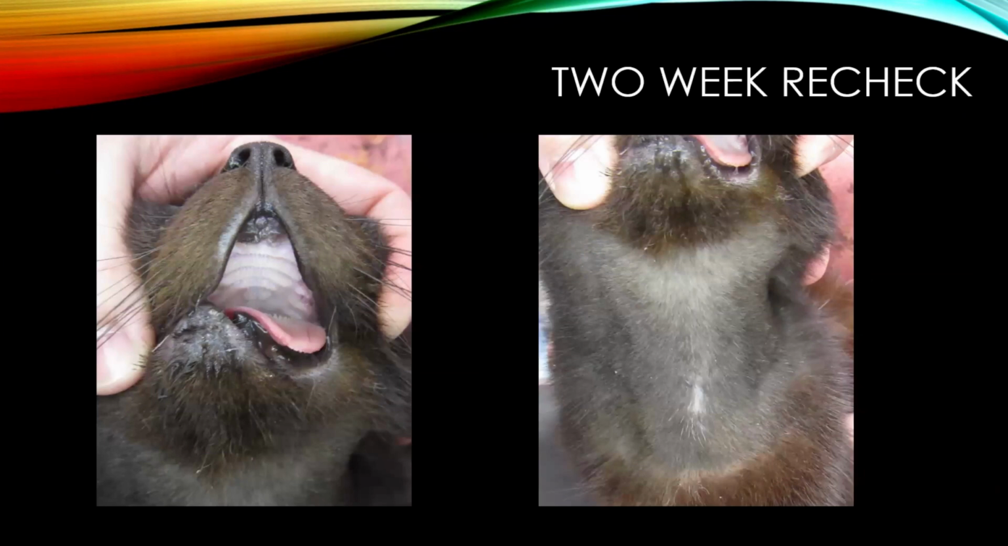He came back 2 weeks later for a recheck. He went home and ate dinner, according to his mom. He's playing, super happy. I think the worst part about it was just trying to keep him quiet because he's a 2-year-old kitten. So he was kind of bouncing around like a madman, having a grand old time.